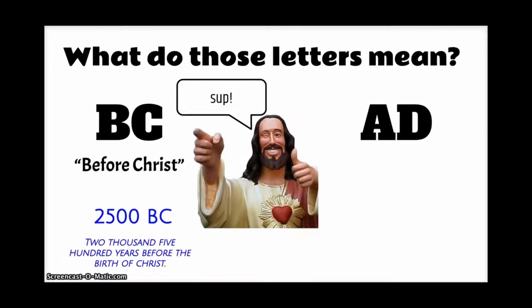AD is an abbreviation for a Latin term, Anno Domini, which translates to in the year of the Lord. The term AD denotes years after the beginning of this era. When writing the dates, AD comes before the numbers. This labeling system has been in heavy use for close to 1,500 years.